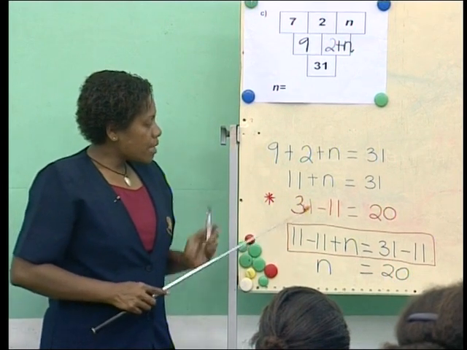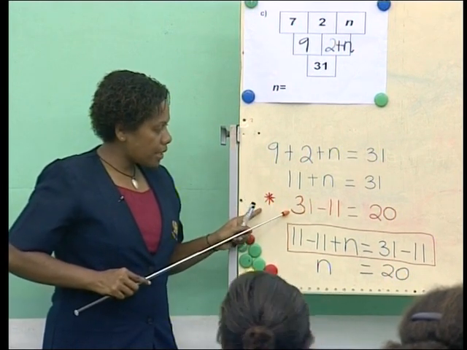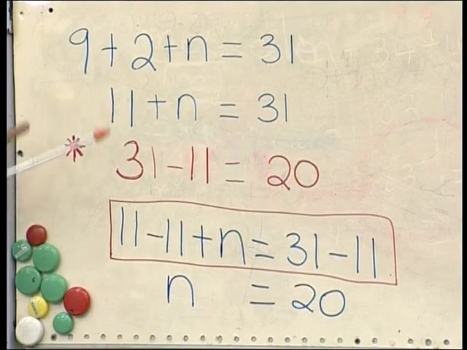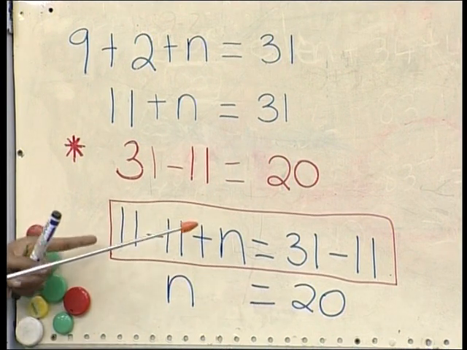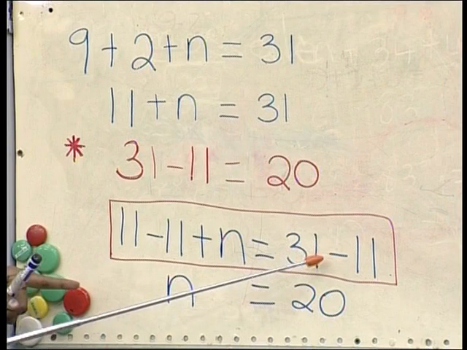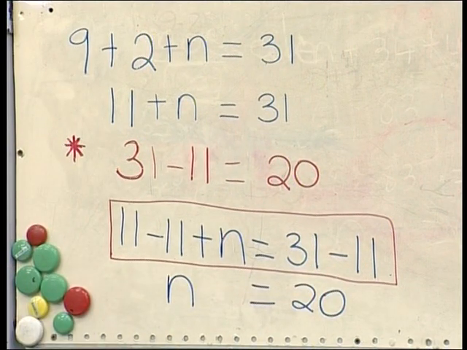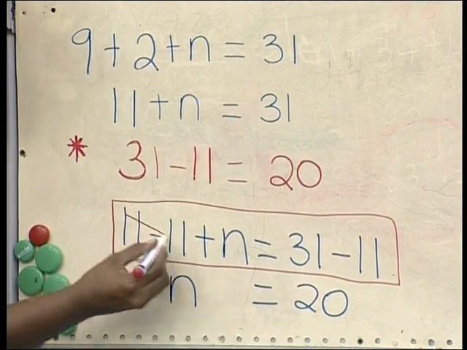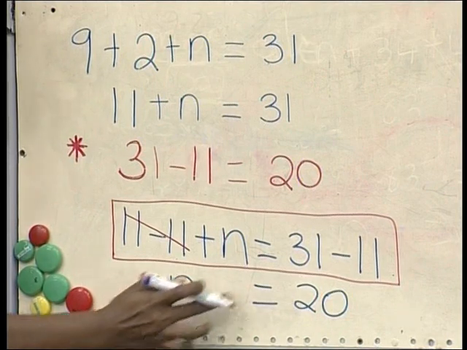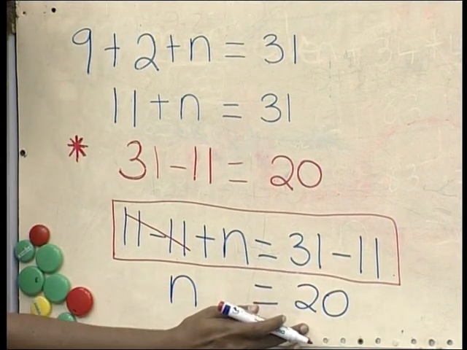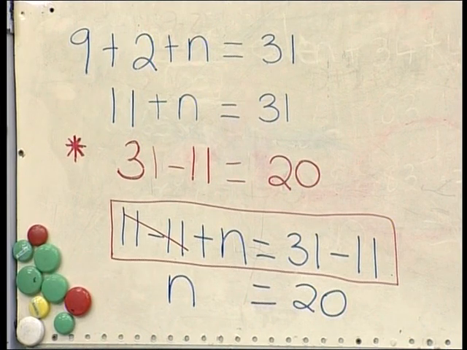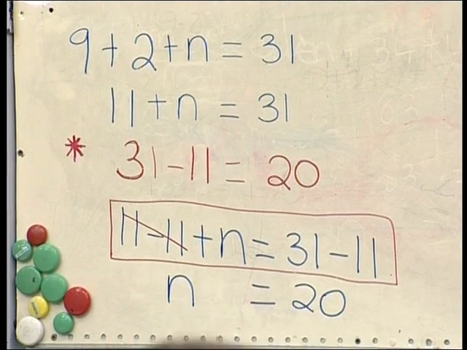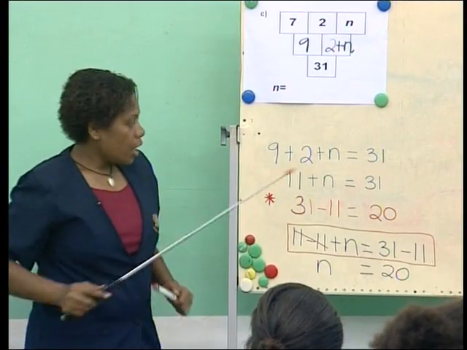Is that clear? Receiving students and 7Es. So some of you went ahead and did this, but you have to follow the correct order, all right? From here, you go straight down here. 11 minus 11 plus n, which is equal to 31 minus 11. And then, after that, now you can cross off your 11 minus 11, which is n, is equal to 31 minus 11 is 20. So the value of n is 20, all right? So this is the correct step, all right?